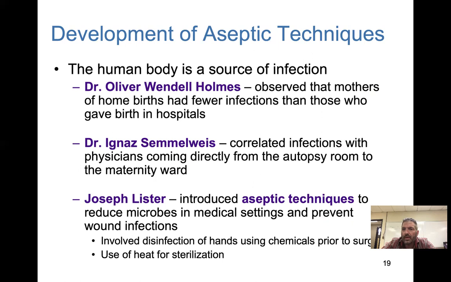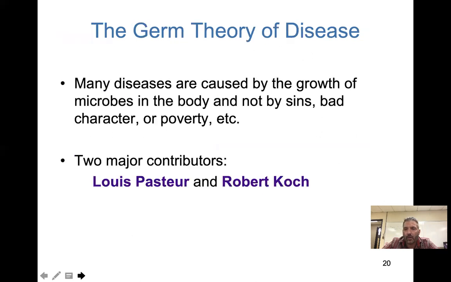So Semmelweis correlated infections with physicians coming directly from the autopsy room to the maternity ward, as I mentioned. And Joseph Lister, you guys have heard of Listerine, right, introduced aseptic techniques to reduce microbes in medical settings and prevent wound infections. They used silver, scalding hot water and all kinds of chemicals to kill these organisms. It was brutal. It involved disinfection of hands using chemicals prior to surgery, and use of heat for sterilization. Back then they couldn't really sterilize everything; they could sterilize everything but the endospores, but still way better than what they had before.